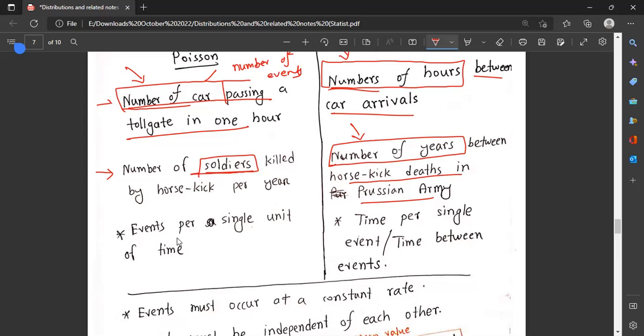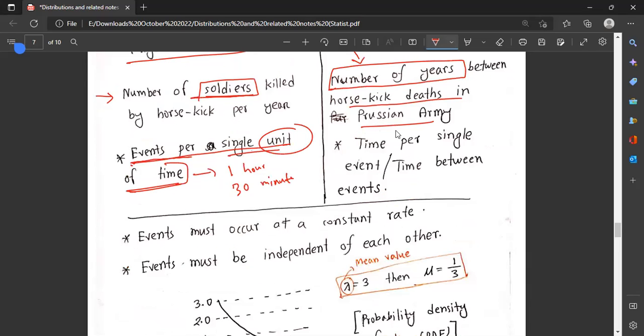And then events per single unit of time. So yeah, I have already written here. I have already told that in Poisson distribution, we are interested in the number of events per single unit of time. So a single unit of time can be 1 hour, it can be 30 minutes. It depends on how we draw the graph.